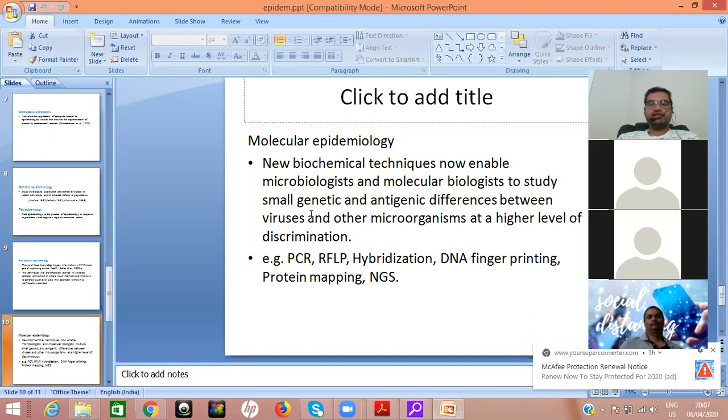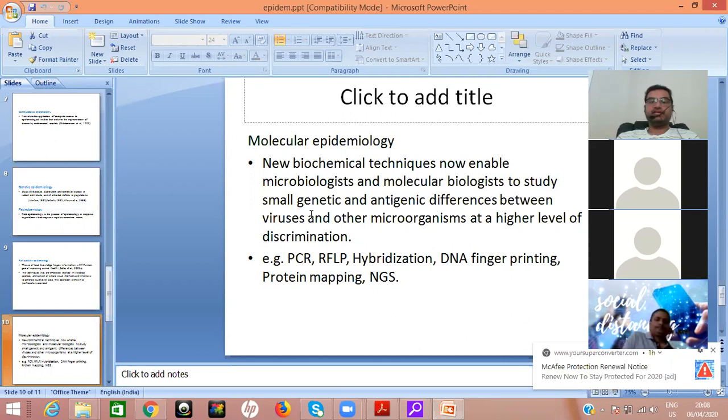What I mean to say is that initially we were identifying or diagnosing the disease. Initially we used to go for its isolation. In case of bacteria, we have to isolate, go for its biochemical testing, and go for serotyping of bacteria like that. But we cannot go for differentiation at a small or minute level. At the genetic level, you cannot differentiate with the help of those techniques.